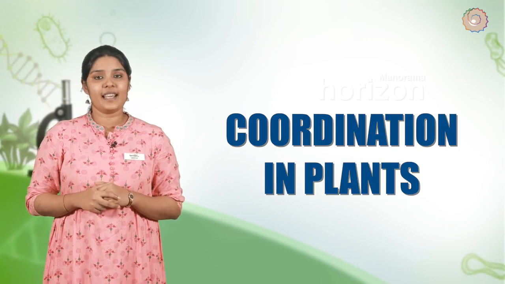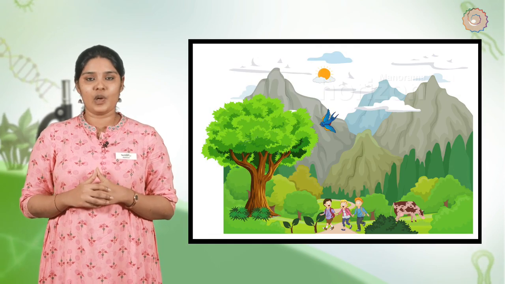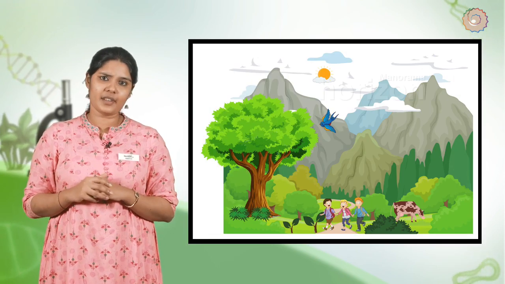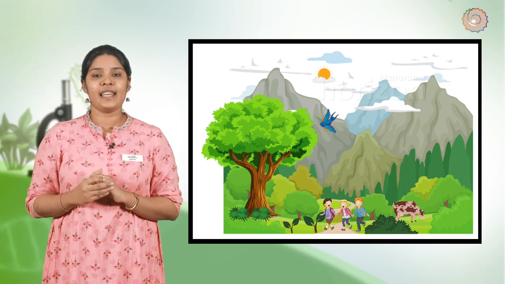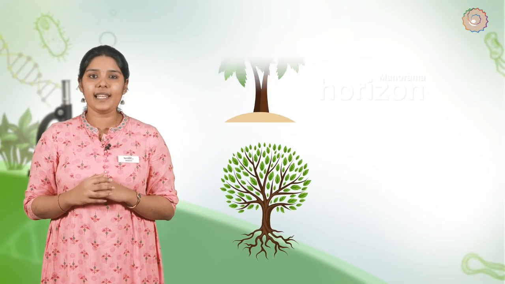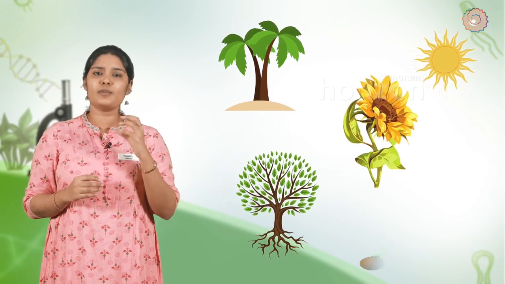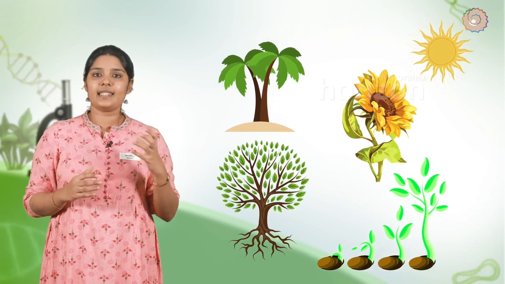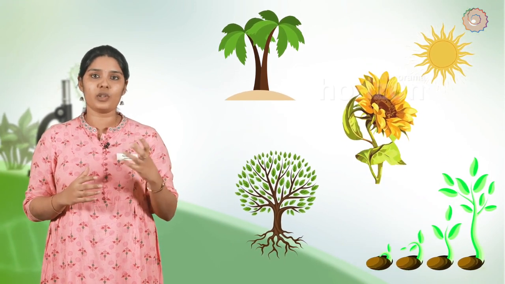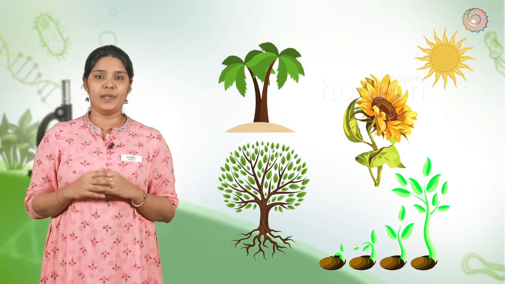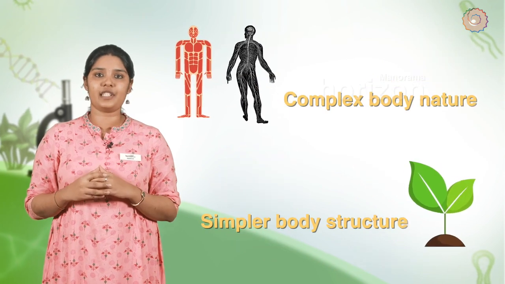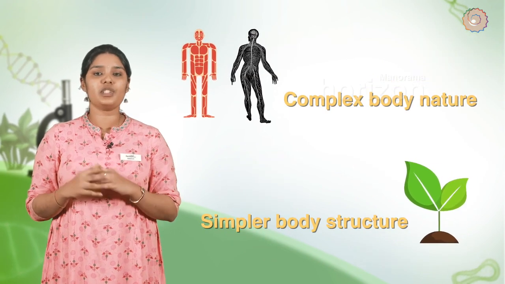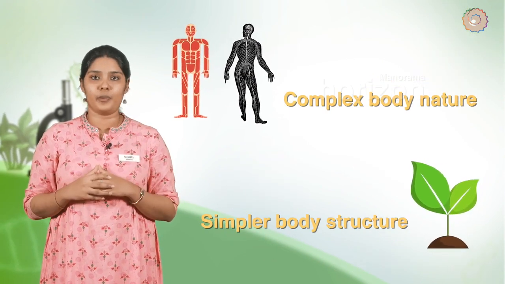Coordination in plants. You see plants all around you, but are they of the same size or height? Of course not. You see big trees, medium-sized shrubs, and even small plant saplings. This tells us that plants exhibit growth changes as well as some movements. This type of coordination in plants is achieved due to the presence of plant hormones.